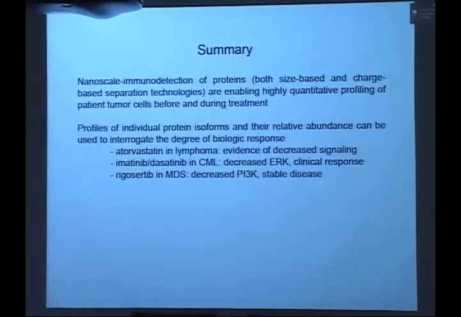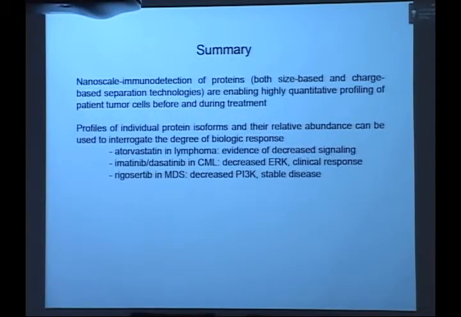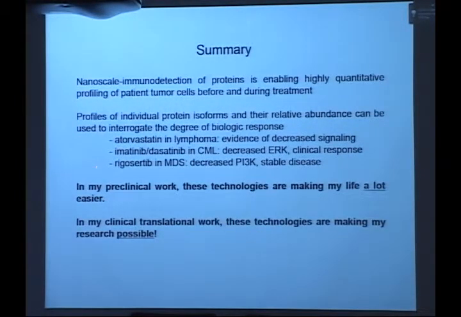So I showed you an example of atorvastatin in lymphoma. There's evidence of decreased STAT3 and 5 signaling. I showed you an example of imatinib and dasatinib in chronic myelogenous leukemia, where we saw decreased monophospho-ERK2, and that correlated with clinical response, as well as rigosertib in myelodysplastic syndrome, where we had decreased PI3 kinase signaling by AKT2 phosphorylation and stable disease. And in my preclinical work, these technologies like nanoimmunoassay are really making life a lot easier.